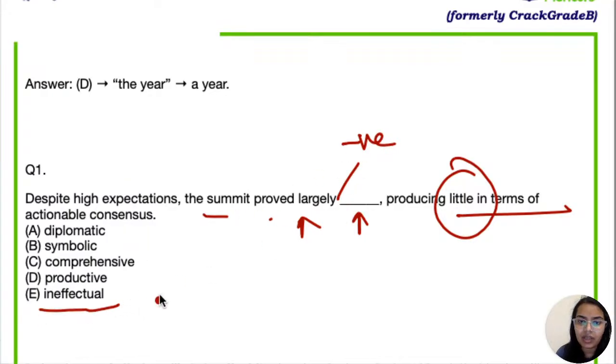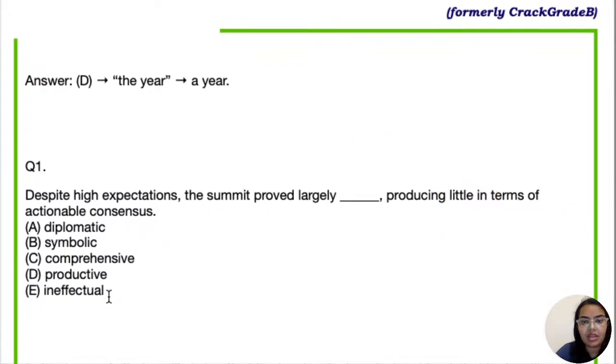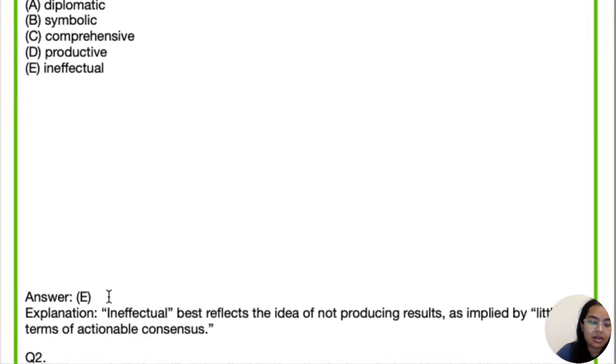So ineffectual. Okay, that's the only negative word we have in the whole set here.